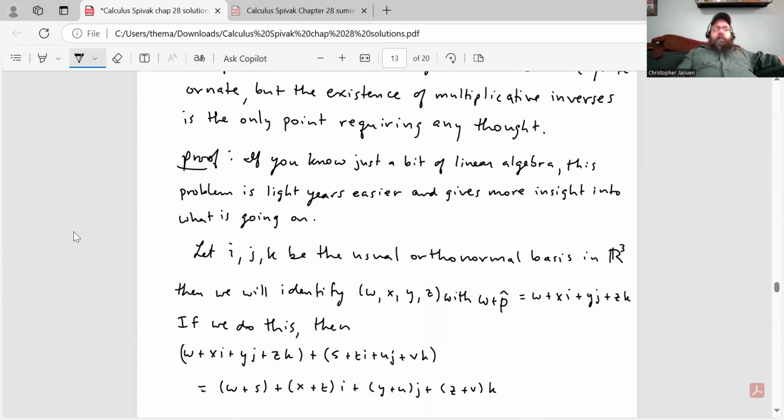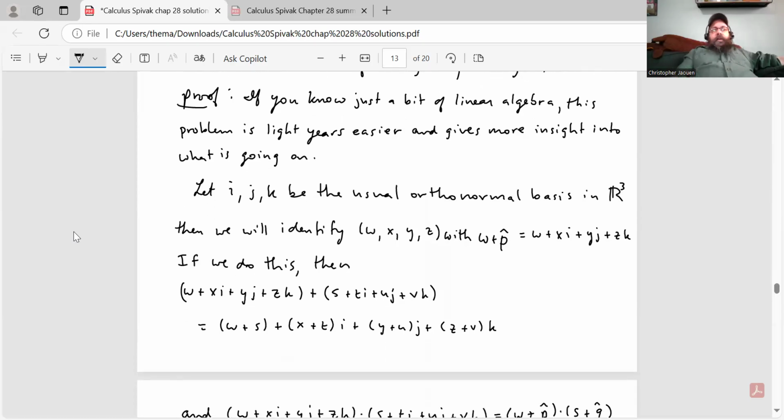So here's my proof. If you know just a bit of linear algebra, this problem is light years easier and gives more insight into what's going on. Let i, j, k be the usual orthonormal basis in R3. Then we'll define the four tuple w, x, y, z as w plus p hat, where w is the real number w, and p hat is the vector xi plus yj plus zk, where i, j, k are the ordinary unit vectors.